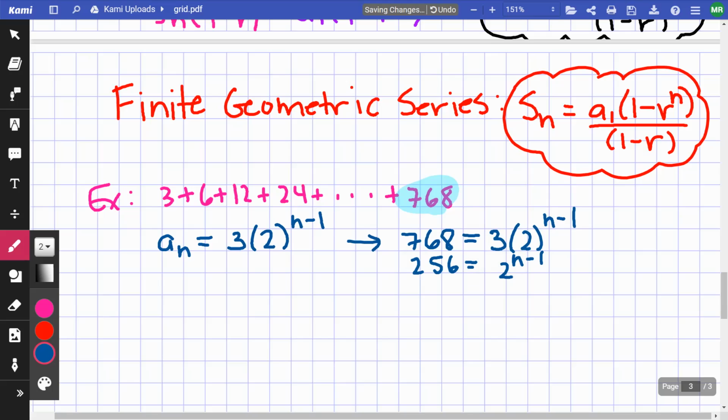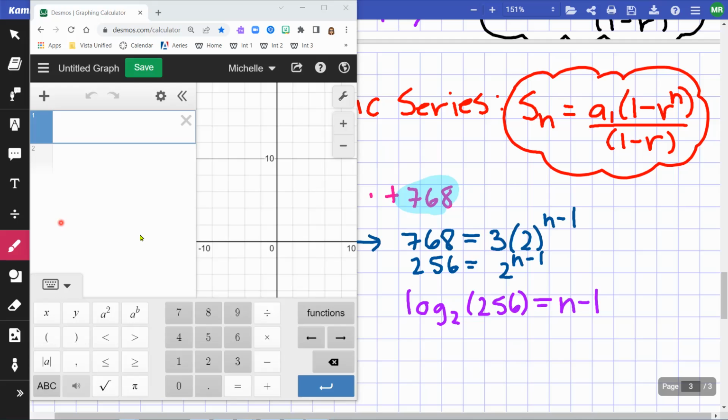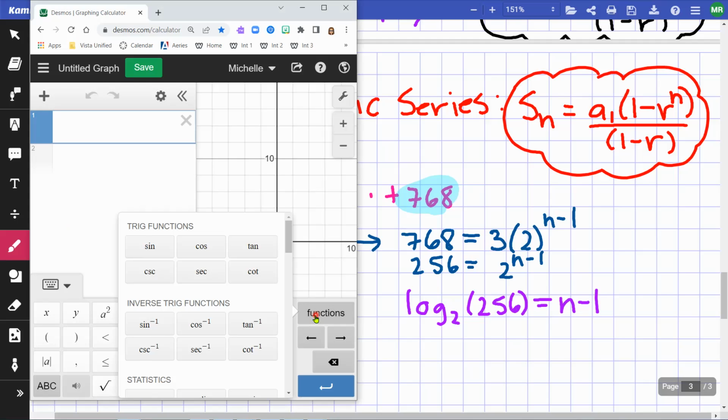Now, what I would do in this situation, once you get your 2 to the power by itself, is use logarithms. So I'm going to rewrite this in log form. So this is going to be log base 2 of 256 is equal to the exponent n minus 1. So I am going to put this into my calculator. If I'm trying to do this in Desmos, a couple things you can do, you can come over here to functions.